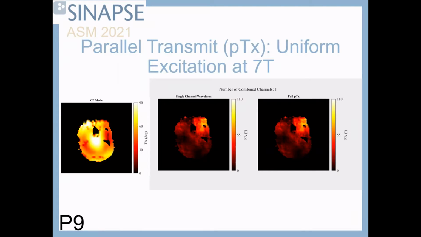I'll be comparing two SAR management methods for parallel transmit MRI at 7T. 7 Tesla MRI is notable for increased SNR yielding higher spatial resolution, yet comes at the cost of poor RF field uniformity, shown on the left.